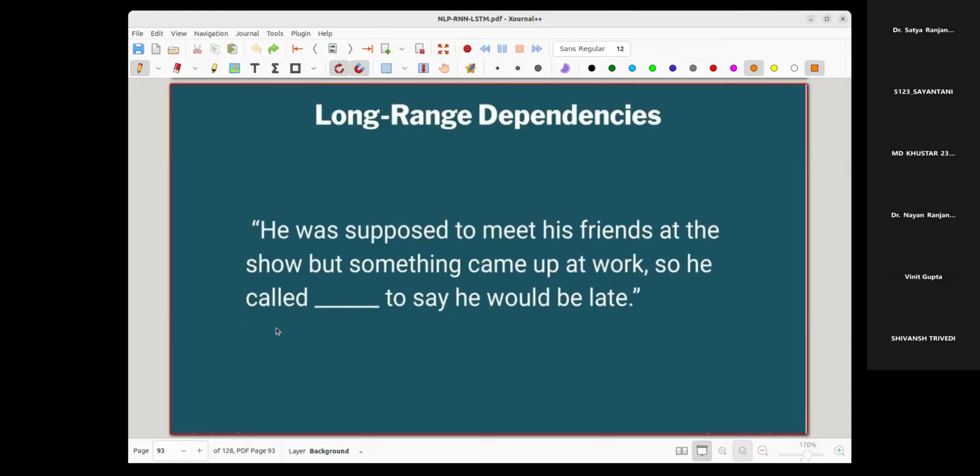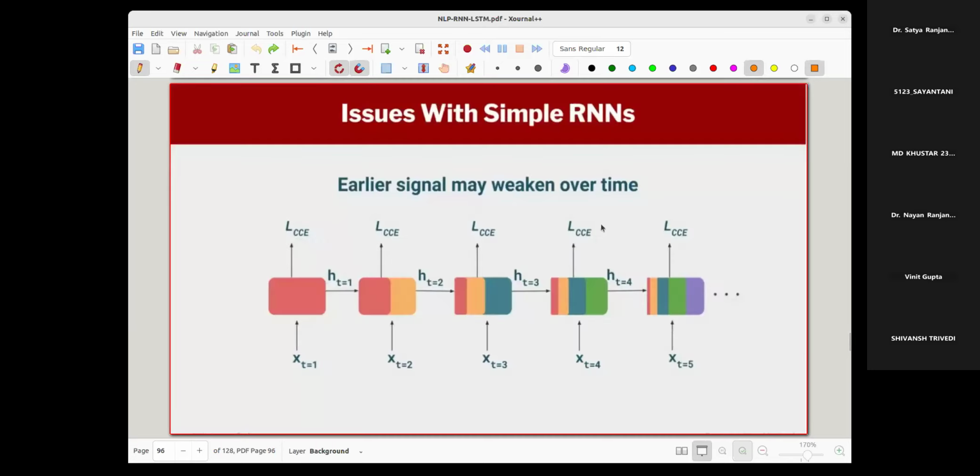Now the question is, what will this dash be? As a person, when you read it, this dash is nothing but the friends. For friends, we can write "them". That means this "them" is dependent on "friends". So you see, the word "them" is dependent on a word which is far from it. We call this long range dependencies. Now why is it a problem?